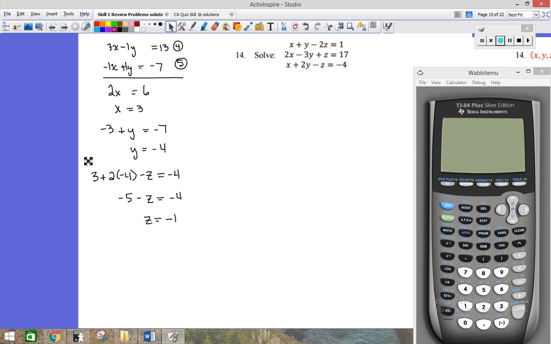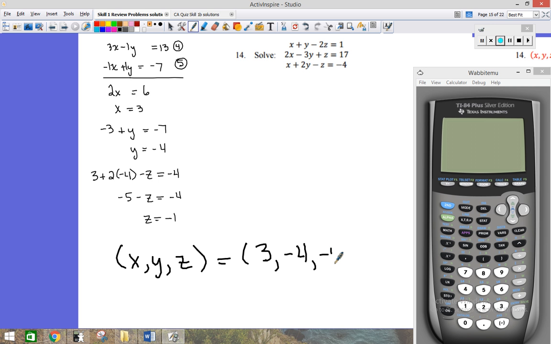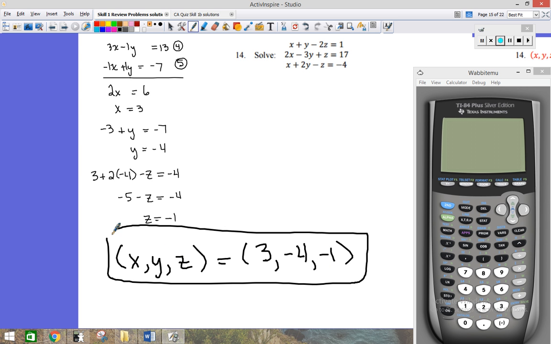So these are three planes in three-dimensional space, with the z axis coming out of your paper, is typically how they describe that. And they give an ordered triple. A pair is two things, so I can't have a triple pair. Gosh, I'm silly. 3, negative 4, negative 1 is what I'm getting for my final solution here.